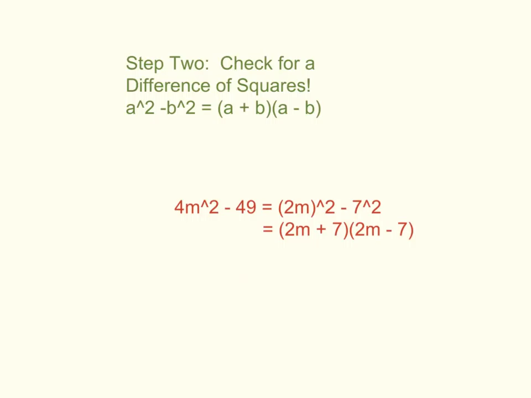The job here was factor it. We now have 2 factors, 2m plus 7 and 2m minus 7. The only thing to check is there any common factor within each of these factors? And again, 2 and 7 don't share any common factors other than 1, and certainly there's only m's in each of the first terms, so no other common factors, and you'd be ready to move on to step 3.